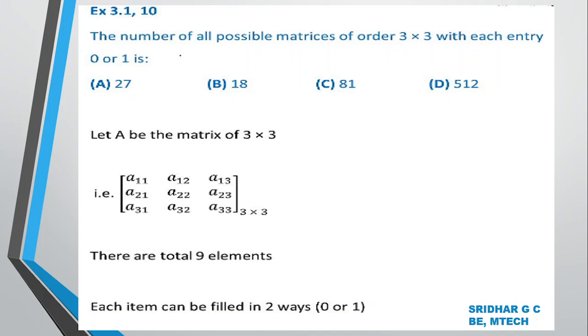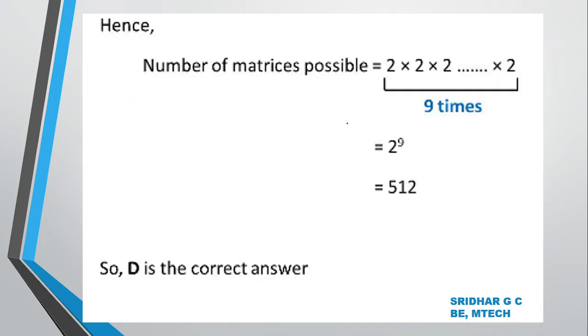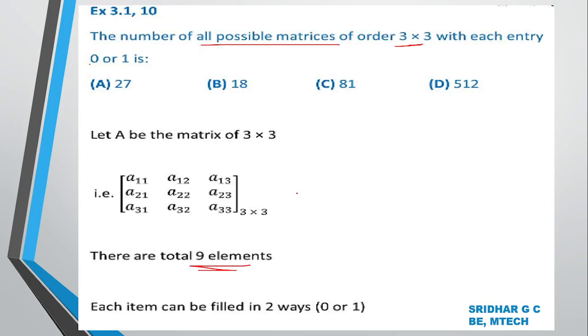Next, let us check it out. Number of all possible matrices of order 3 cross 3 with each entry 0 or 1. Clear? If order 3 cross 3, the total number of elements will be 9. Each item can be filled in two ways, either 0 or 1. Clear? They are telling 0 or 1. So which one is correct? In that time, you should multiply. For example, how many elements? 0 and 1 is 2 elements. So that means how many times it can be written. So 2 to the power of 9.